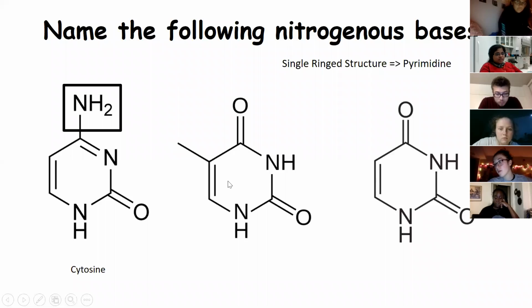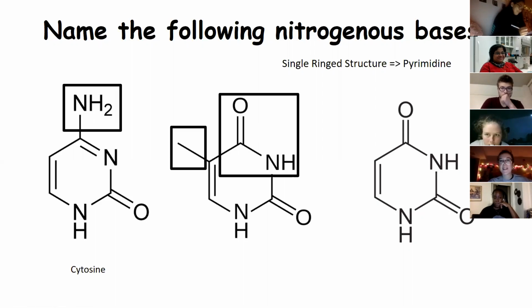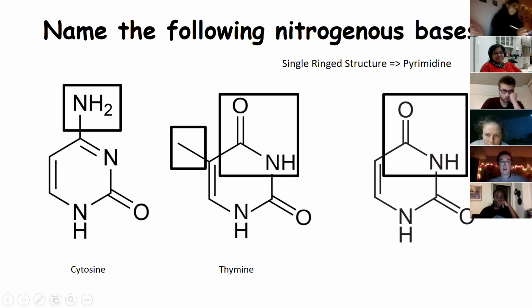Next, these two look very similar, but the difference is this methyl group. What is this guy? What is the one in the middle? Thymine? Yeah. Yay! That's thymine. And uracil. Yep. So when it's this alone, uracil. When it's these two combined with the methyl group, that's thymine. Are we good with identifying these nitrogenous bases? Okay.